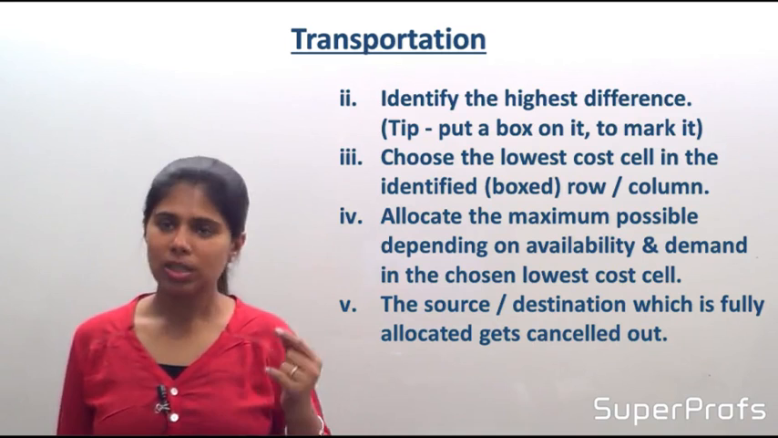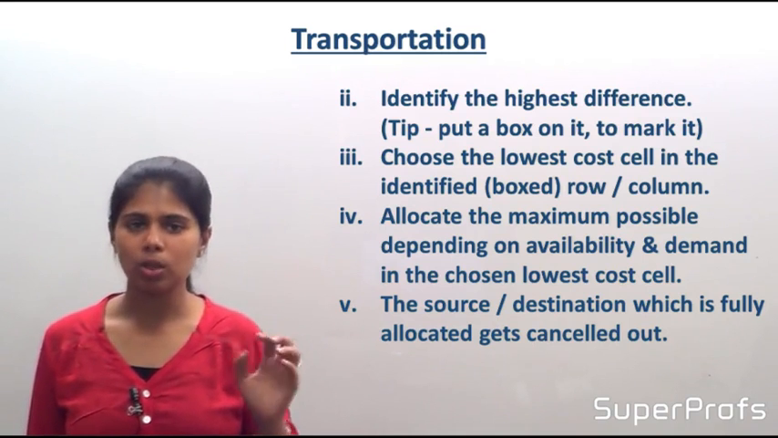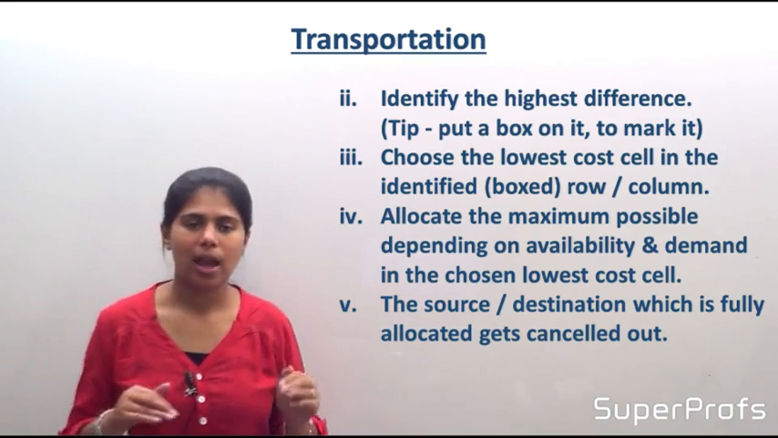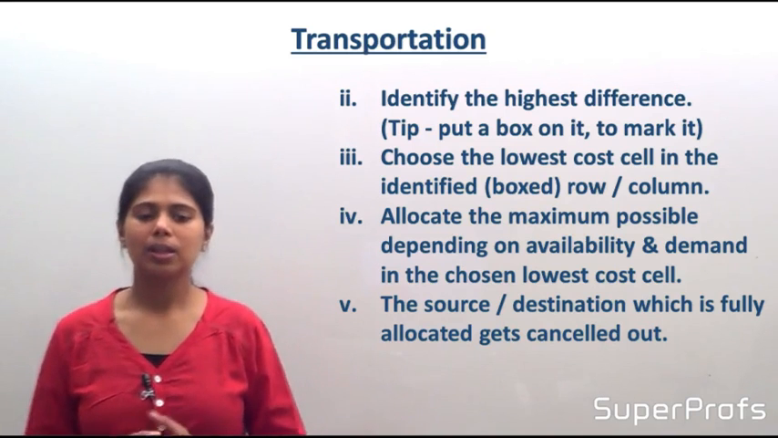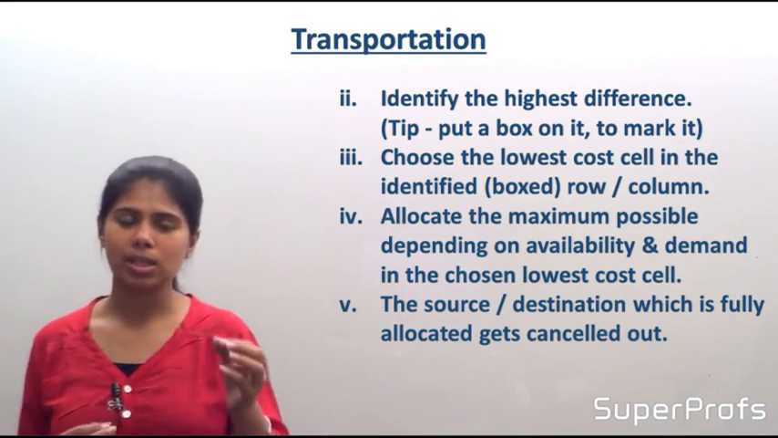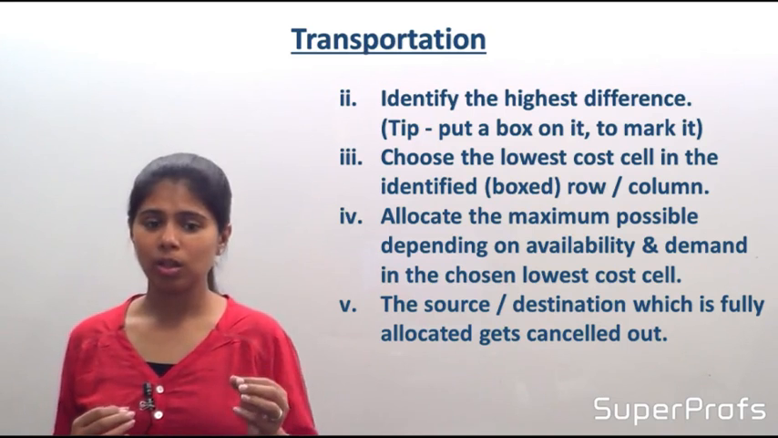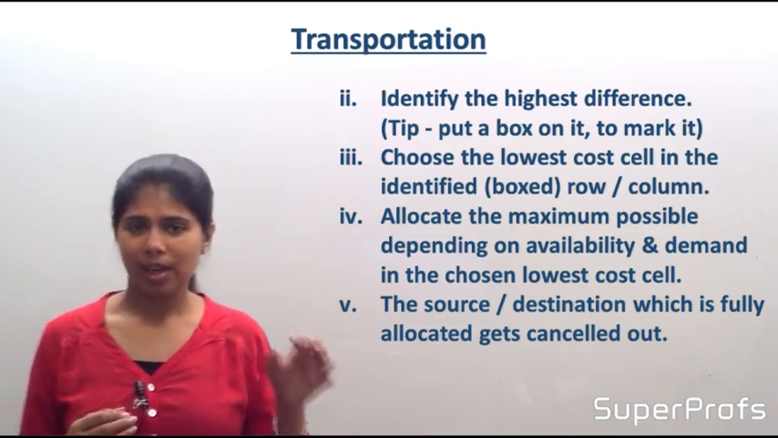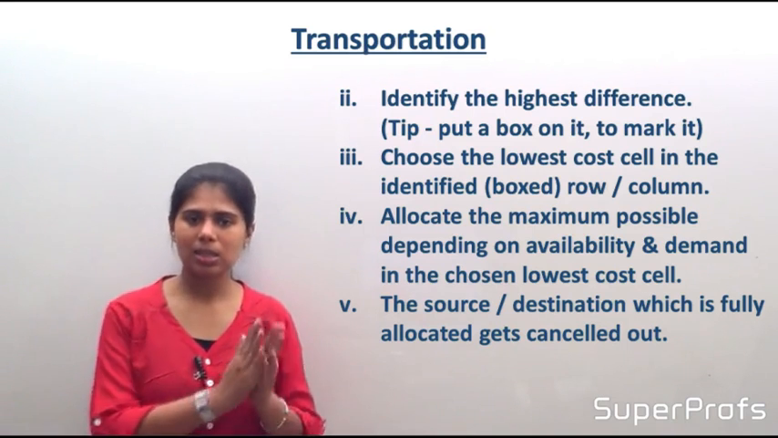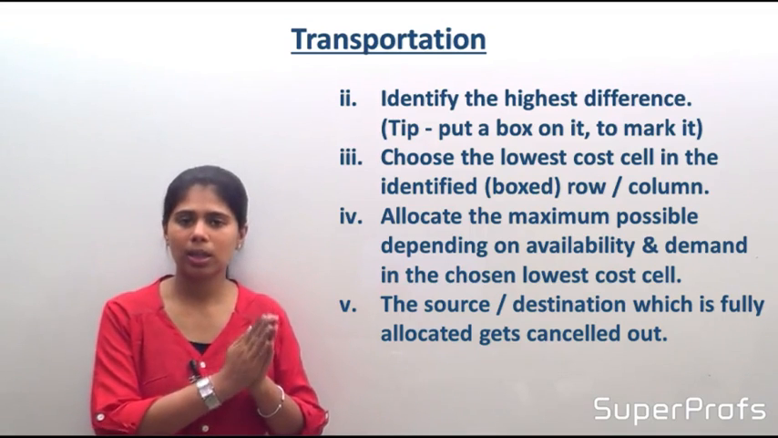So whichever is the highest, I put a box on it, which means I mark it, I identify it, and then I choose the lowest cost cell in that particular row or column. So if I have selected a difference, which means that this is the row that I've selected, I'm going to look at this row or column.